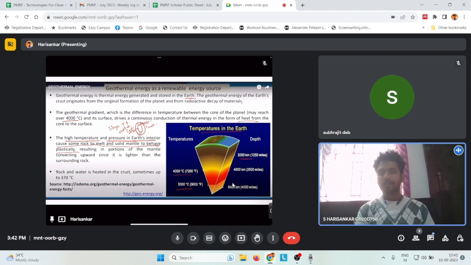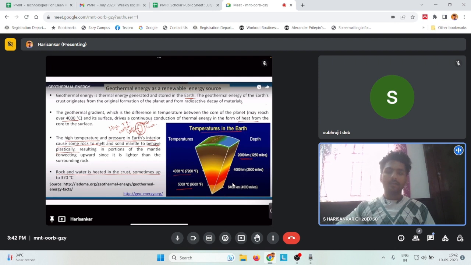So basically, because of this high temperature, a part of this core and mantle will be in a molten state, and because this molten state has lesser density compared to solid rock, it has the tendency to convect upward. So this heat can be used by us to produce energy. That is basically the concept of geothermal energy.